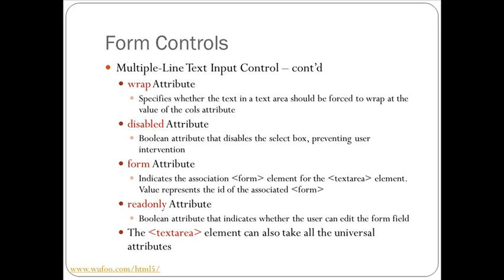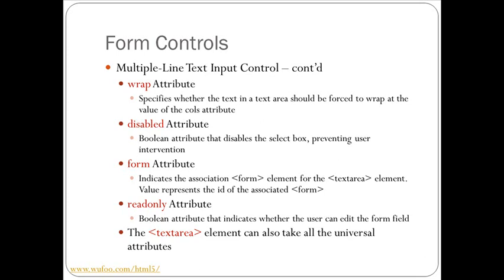The form attribute, which indicates the association of a form element for the text area. The value would actually be the ID of the associated form, not the name, but the ID. And in most cases, the ID and name are the same, but you would have to specify the ID. Read-only attribute indicates whether the user can edit the form field. And we'll take a closer look at the comparison between disabled and read-only a little bit later in the video or the next video. The text area also can take all the universal attributes that we talked about in the previous video.